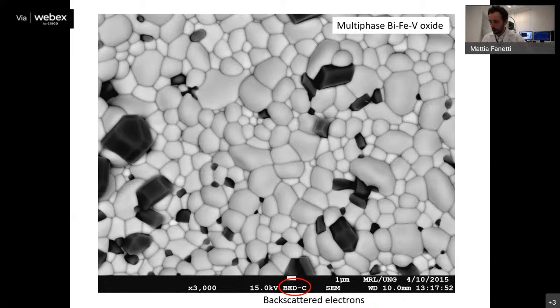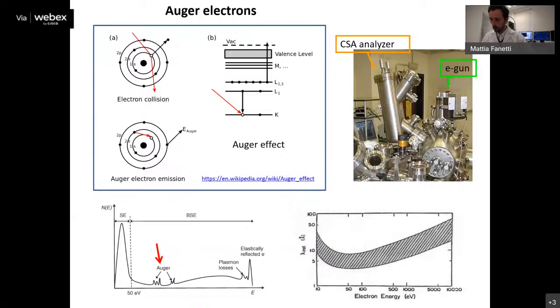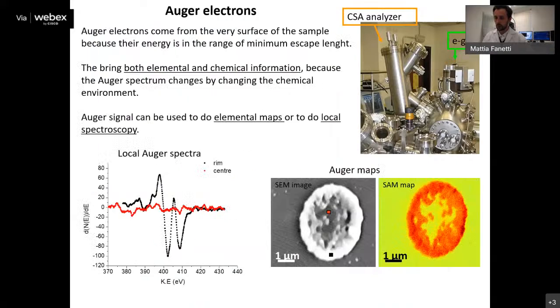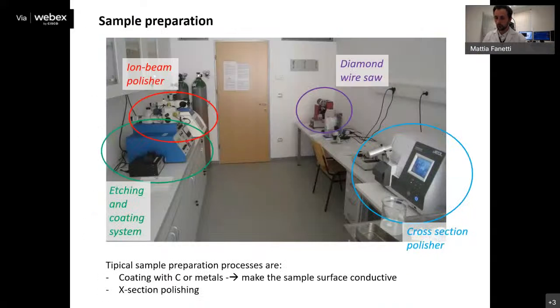Since I'm a bit short in time, I will skip for the moment the Auger electrons, also because this is a much less common signal to be detected in microscopy, because you need an electron energy analyzer, which is not a common attachment in a SEM. In some cases you have it, but it's not common. So let me skip this and give you just a few info about the sample preparation. This is also very important.